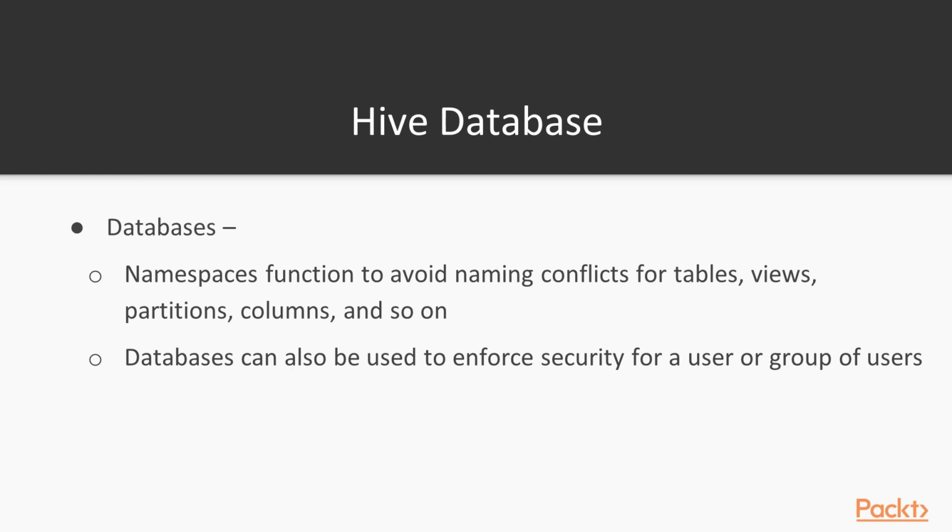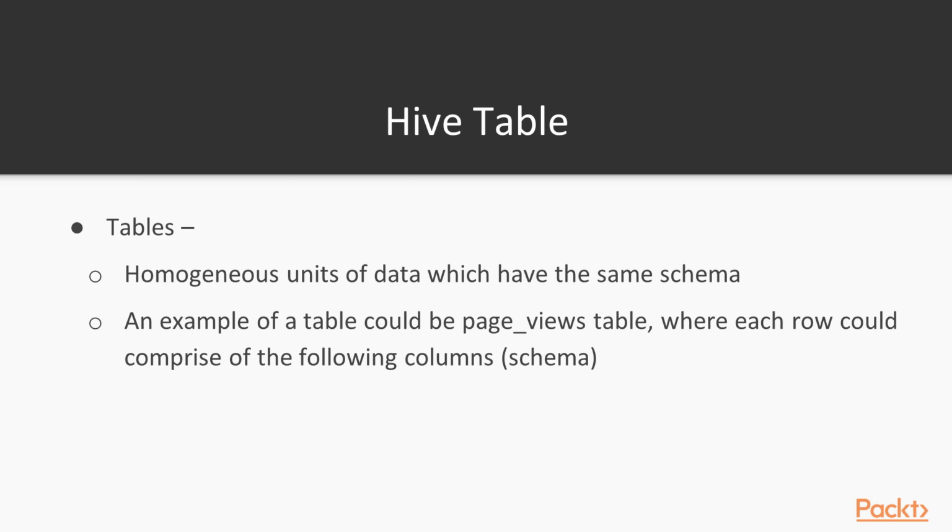And let's introduce the first concept from Hive. So the first concept is database. This is a namespace function to avoid naming conflicts for tables, views, partitions, columns, and so on. Databases can also be used to enforce security for a user or group of users. Also, we have tables. Tables are homogeneous units of data which have the same schema.